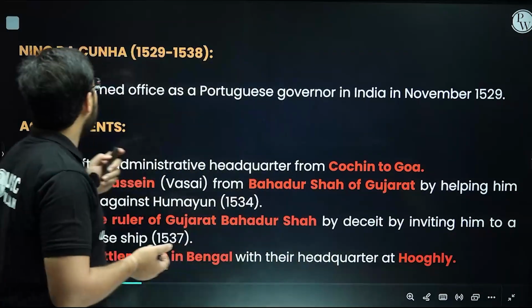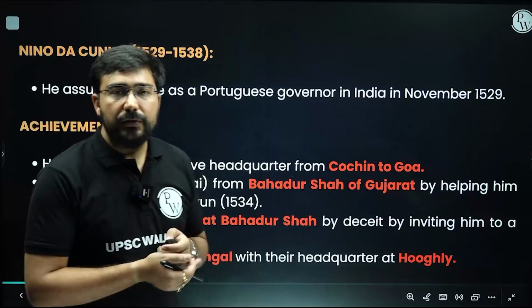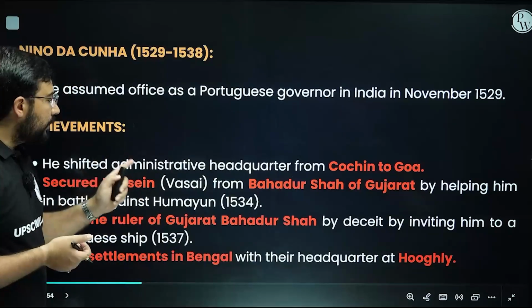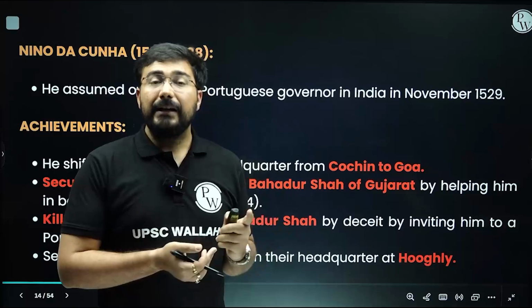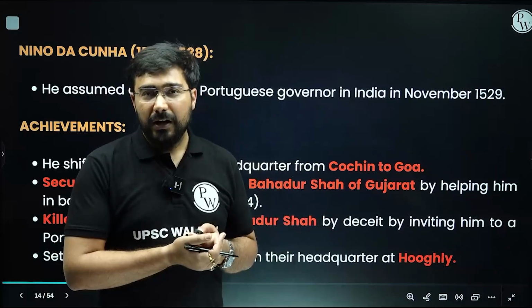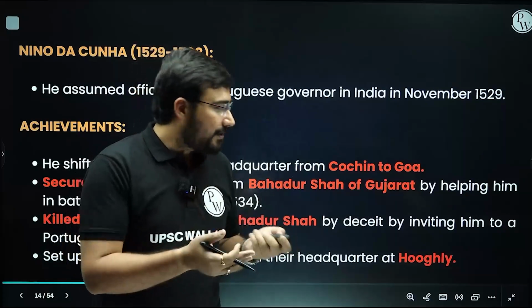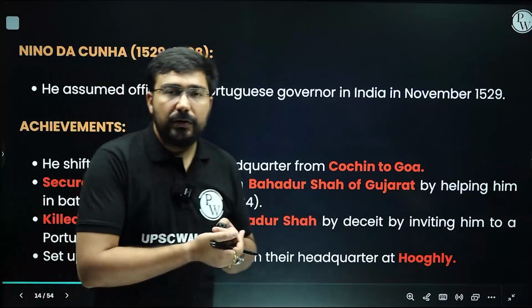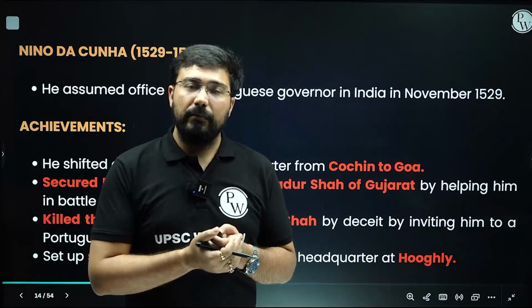So Nino de Cunha was the person who first of all shifted the headquarters from Cochin to Goa. That's his first contribution. Second contribution, he was also able to secure the region of Basin from Bahadur Shah of Gujarat. Then he treacherously killed Bahadur Shah. He called him, saying let's have a party, let's sit in the boat, and then he was treacherously killed in 1537. And he was also the person during whose time the Portuguese went towards Bengal, so they were able to create a settlement at Hooghly.